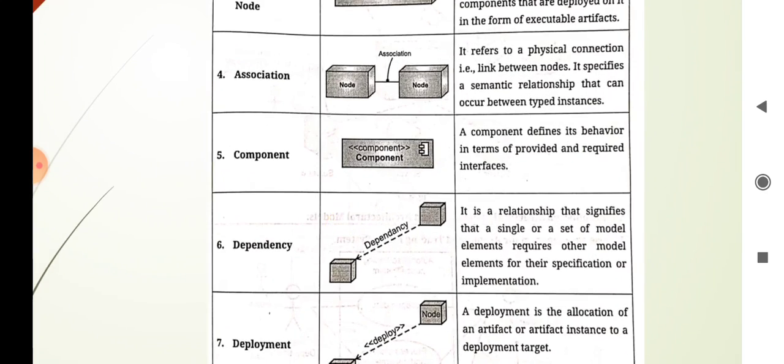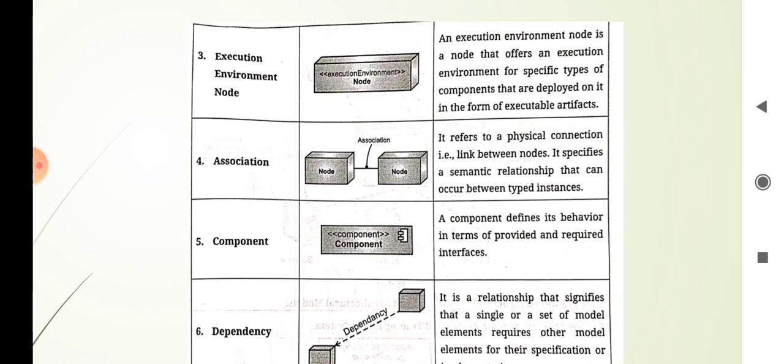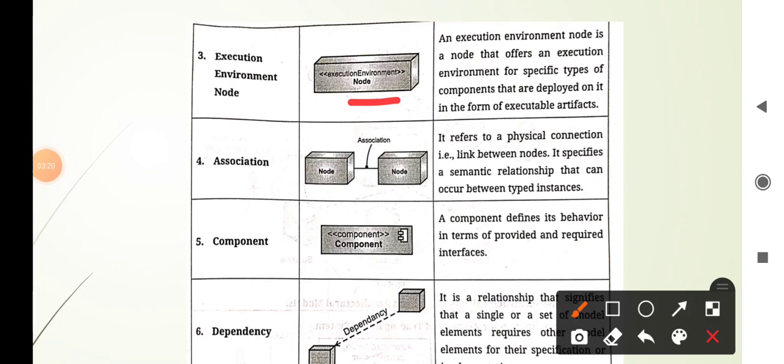Then the third one is the execution environment node. This is the symbol for an execution environment node. An execution environment node is a node that offers an execution environment for a specific type of component that is deployed on it, and it also holds executable artifacts. Then association, this is the association symbol, a straight line. It refers to a physical connection, that means a link between two nodes, and it specifies the semantic relationship that can occur between the type instances.